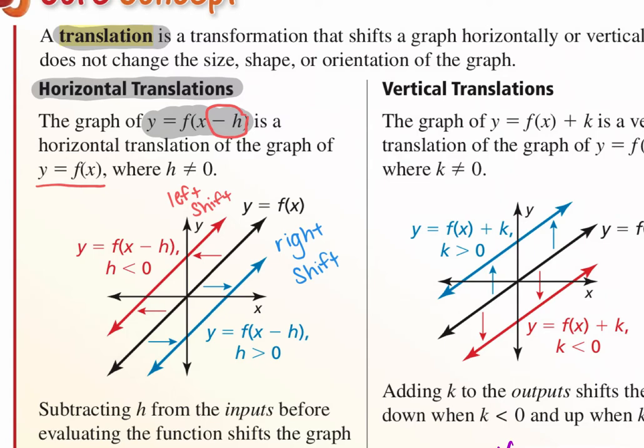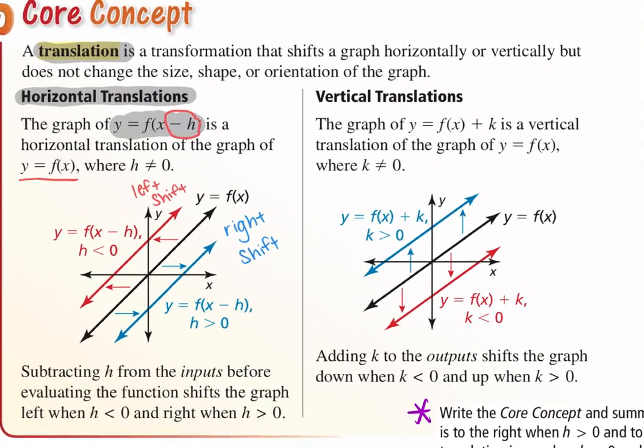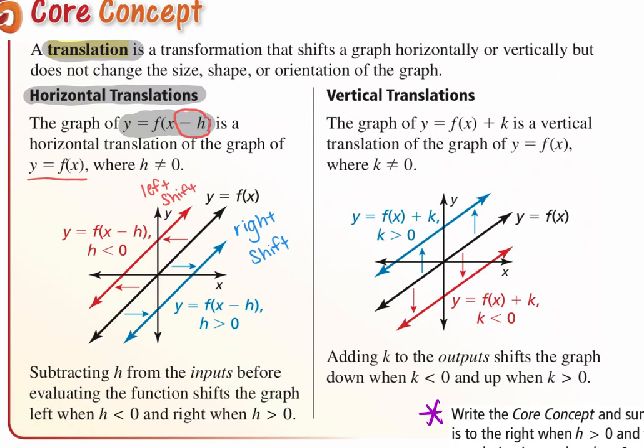Take a look at the vertical translations, okay? The graph of y equals f of x plus k is a vertical translation of the graph y equals f of x. Highlight y equals f of x plus k.